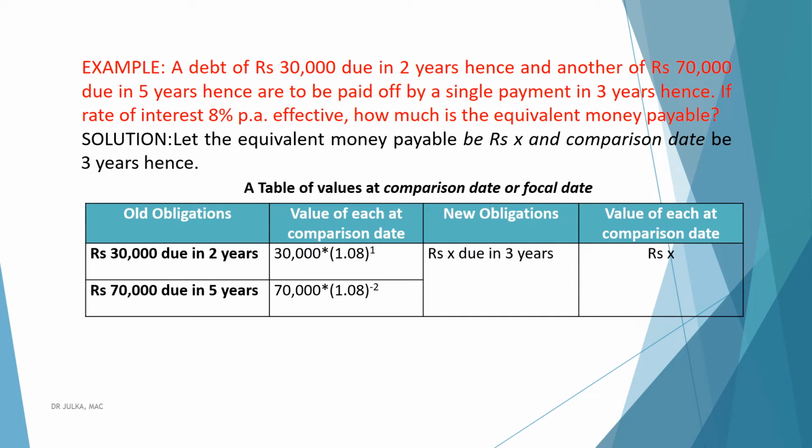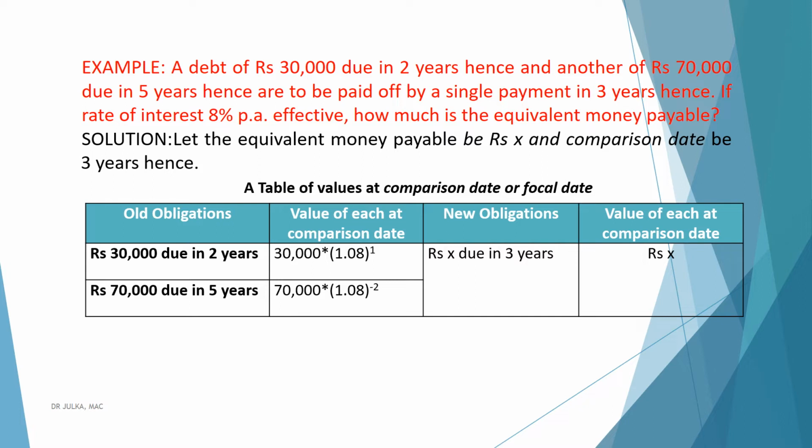In this example, our first obligation is rupees 30,000 which is due in 2 years hence and now is going to settle at the end of third year. So we have to pay interest of one more year. So value of this 30,000 at the end of third year is 30,000 multiplied by 1.08 to the power 1.